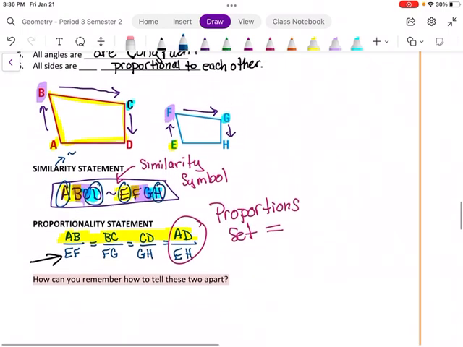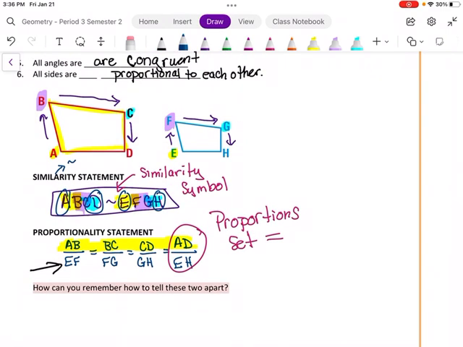The first example had 4 sides on each shape, so then we had 4 proportions. Oh, can't write and talk at the same time. There we go, 3 and 4. So that's one way of how to identify how many fractions should be in your proportionality statement.